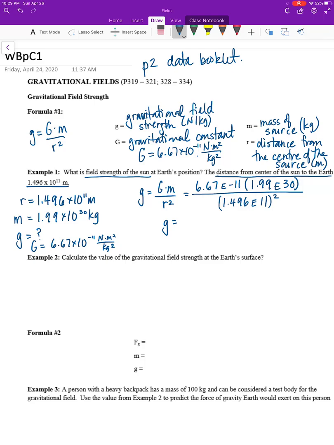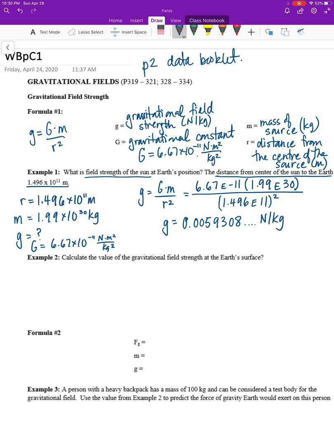So let's plug it into our calculator. 6.67, second function, comma, negative 11, times 1.99, second function, comma, 30, hit enter. Divide by 1.496, second function, comma, to the 11, and then we're going to square it. What do we get? 0.00599308, and it keeps going. And the units would be newtons per kilogram. So always make sure you write that in your answer, especially your final answer.